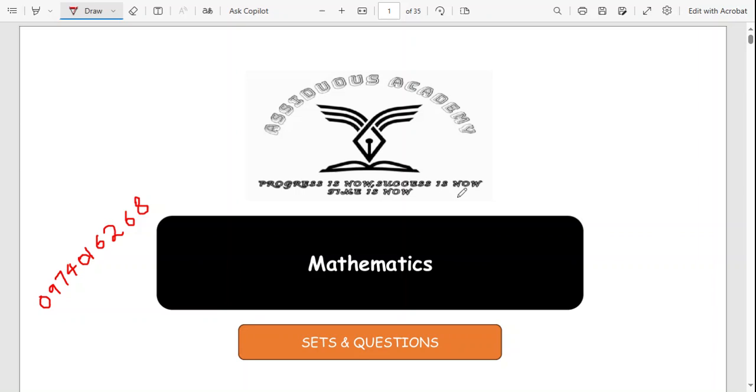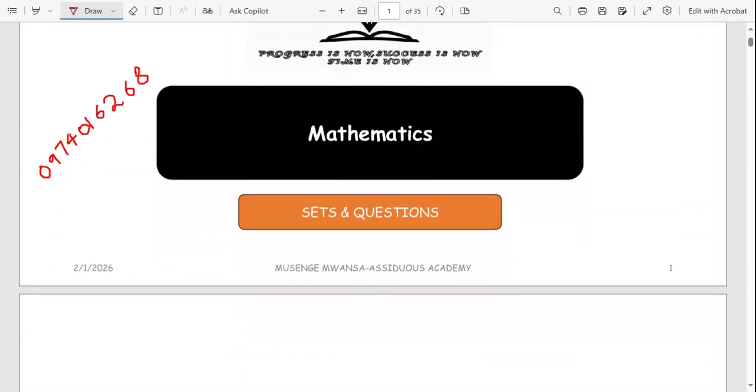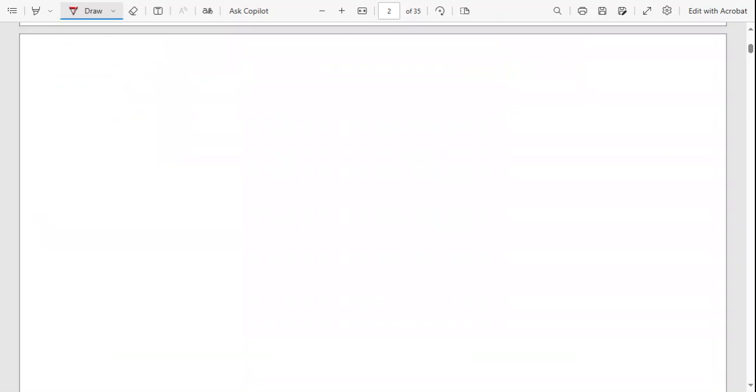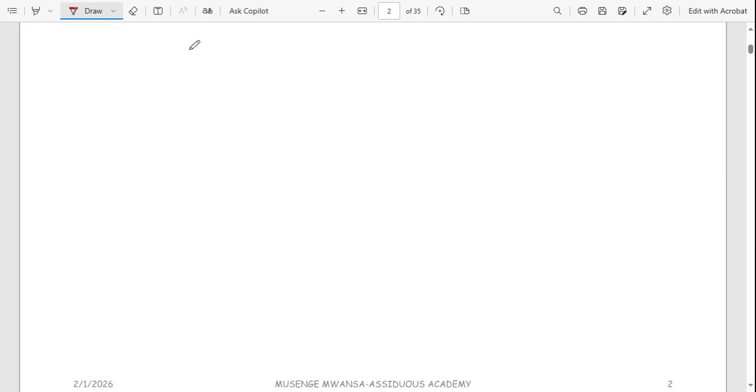So let's go now. This is sets, and in this class we'll pay particular attention to simplifying sets and also solving and shading. From the previous class, we already established some facts, which I want us to review again because it will be very important for today's class.